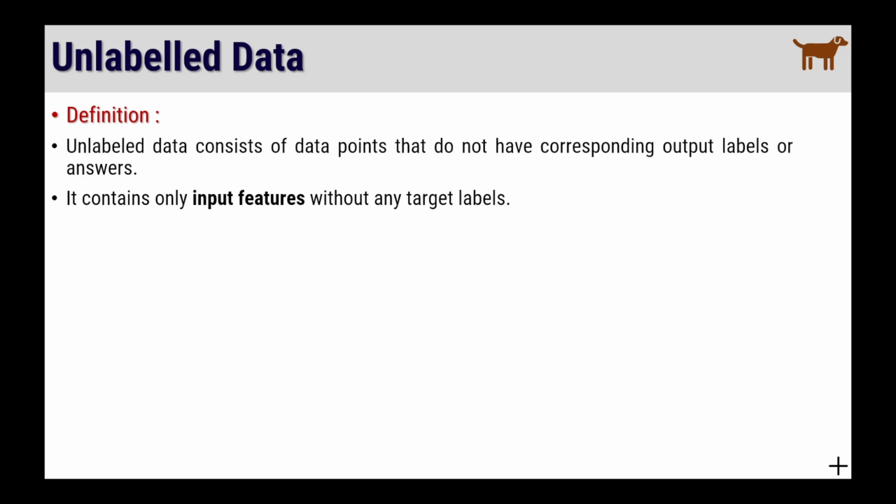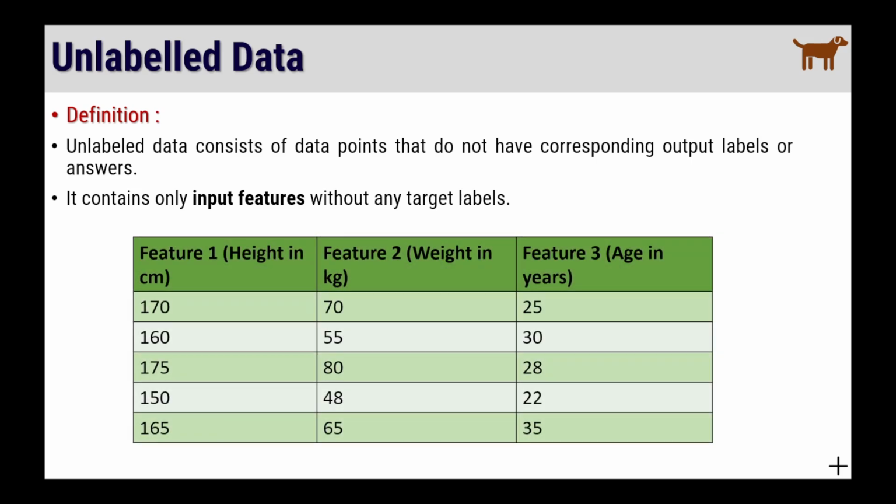That is unlabeled data. Let's understand it with the example of a data set. Look at this. We are given with feature 1, feature 2 and feature 3, which are height, weight and age. But there is no corresponding output. So this is unlabeled data. We are just given input features. Are there any target labels or are there any output? No. So this is unlabeled data. I hope now you understand what is labeled data and unlabeled data.